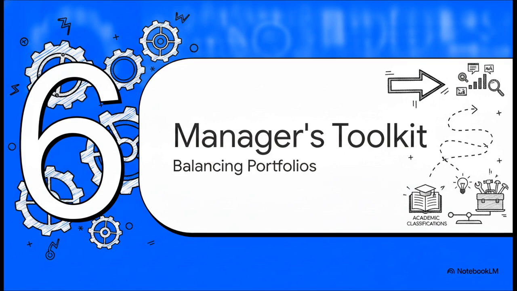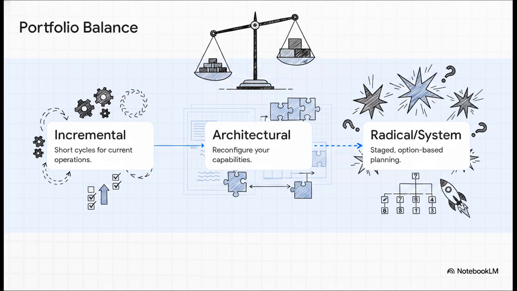Finally, Part 6, the Innovation Manager's Toolkit. We've built out the framework and analyzed the real-world impacts. Let's wrap this up by turning these academic classifications into actionable strategies for management. As a manager, you absolutely have to balance your innovation portfolio to mitigate risk. If you rely solely on incremental innovation, sure, you get incredibly efficient, but you get efficient at yesterday's business model. On the flip side, if you exclusively chase those radical breakthrough ideas, you are going to burn through all your resources without actually delivering any current value. You need those short cycles for incremental wins, paired with staged, option-based planning for your big radical bets.